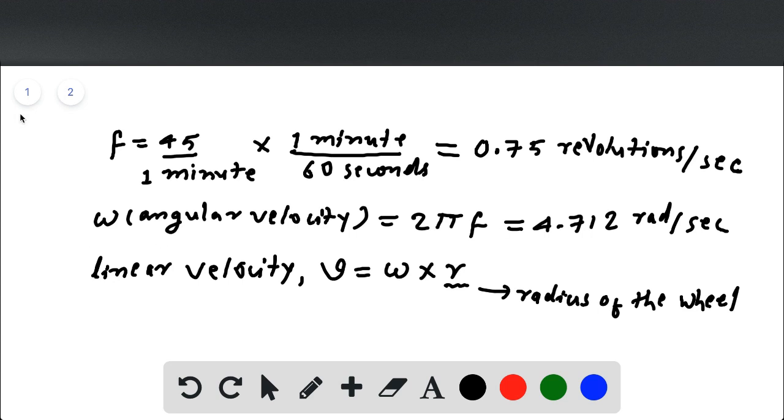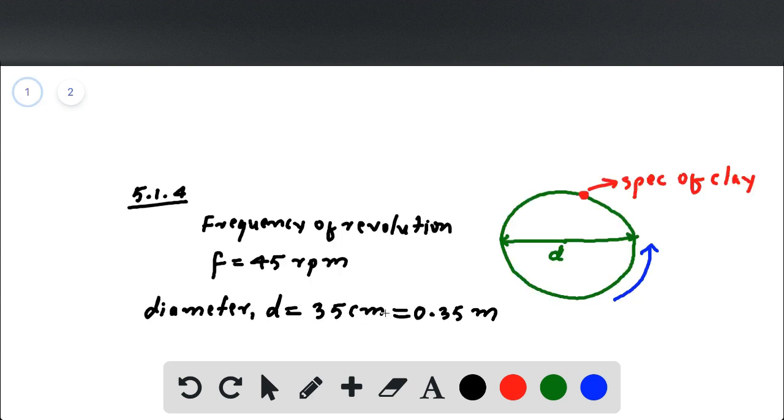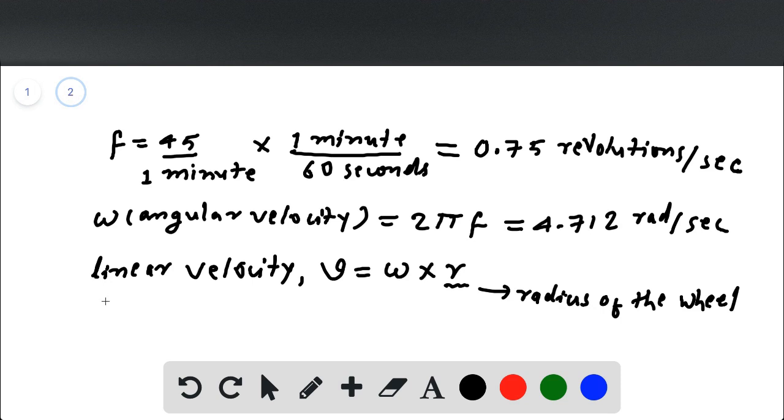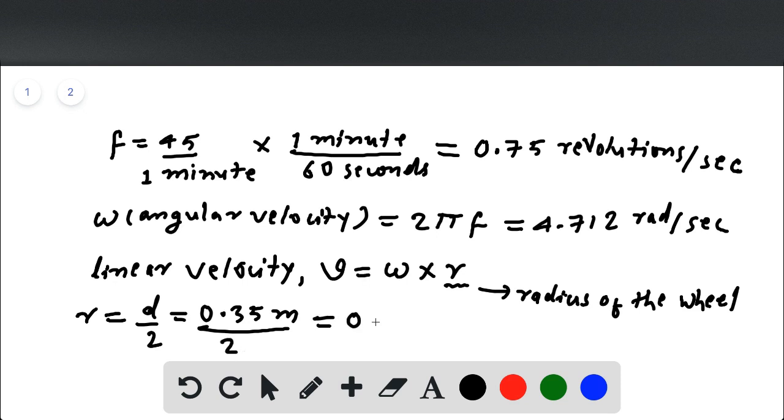Now, if we go back to page 1, the diameter is given, which is 0.35 meter. So we will convert that to radius. The radius r equals d over 2, which equals 0.35 meter over 2, which is 0.175 meter. All right, so the radius is 0.175 meter.